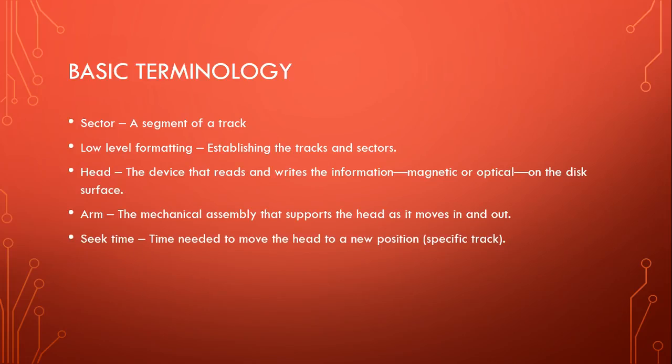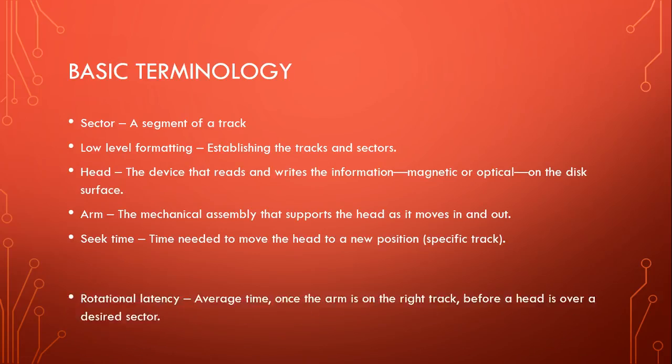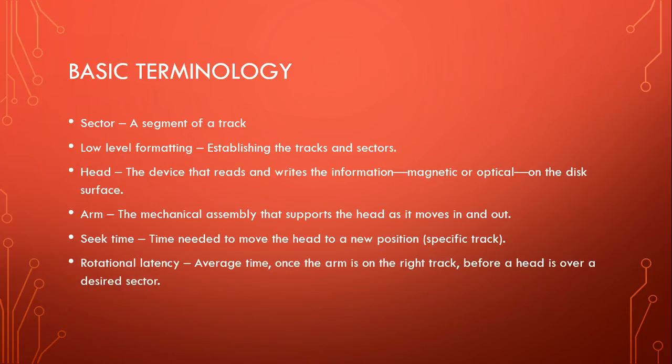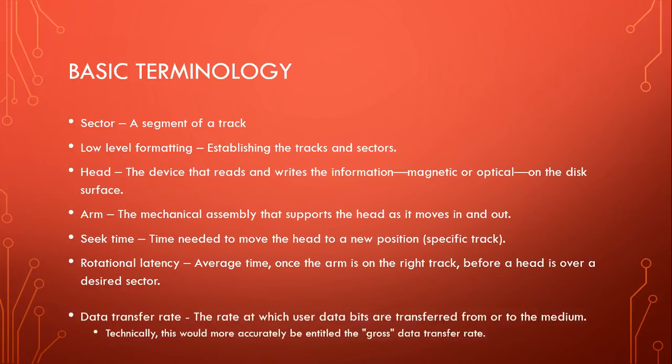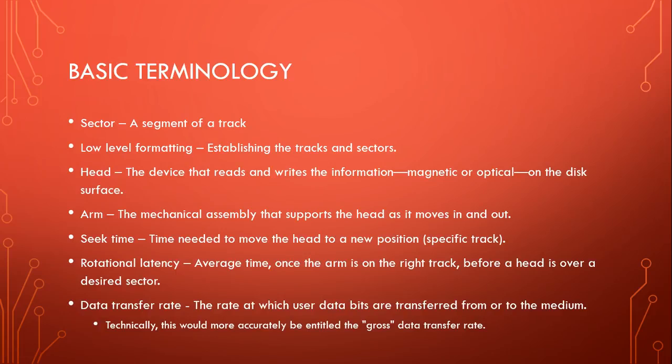You have seek time, which is the time that's needed to move the head to a new position or a specific track on that disk. You also have rotational latency, which is the average time once the arm is on the right track before a head is over the desired sector. And lastly, we have data transfer rate. This is the rate at which user data bits are transferred either from or to the media. Now, technically, this could be more accurately entitled the gross data rate because it's before you account for any of the speeds for connections and stuff like that, or read-write speeds between the hardware. It's pretty much the raw speed.